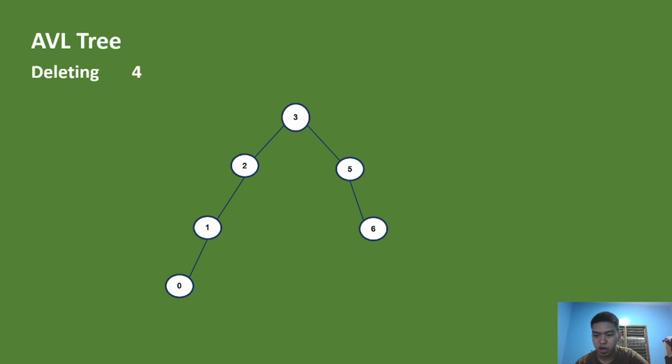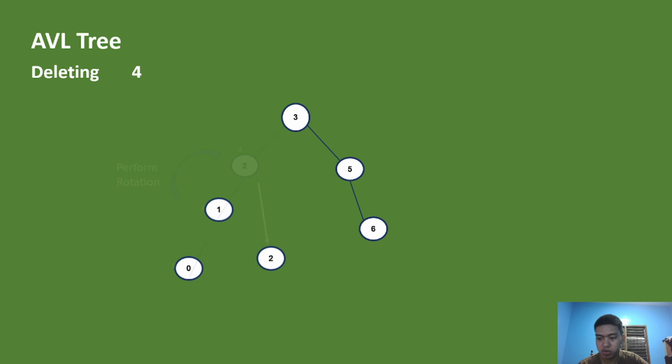So we're going to have to do another rotation based on this one. And since they are the same sign, we can just do a quick right rotation. 2 would come down here, and then 1 would be the new root of the left subtree, and that's how you rotate. It's pretty much the same as everything else.